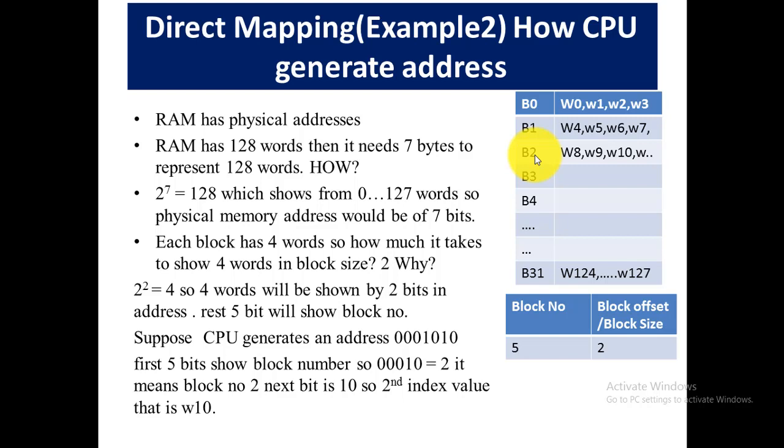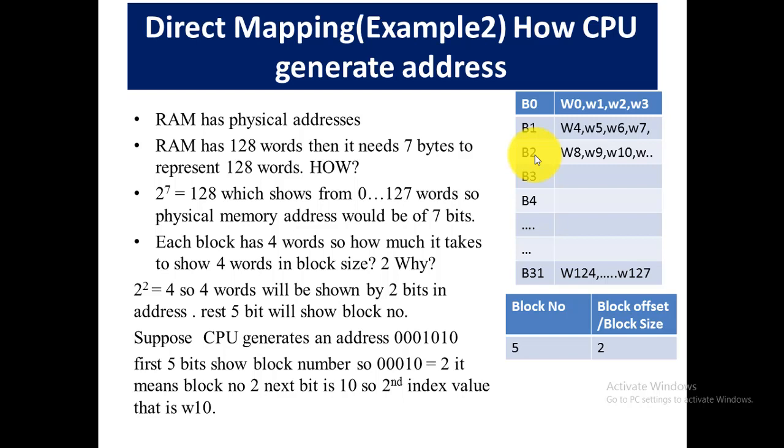The first 5 bits in the memory address produced by the CPU will show the block number, while the remaining 2 bits will show the block offset, the content of the block. In this way, the CPU generates the address and reads the instructions and data from the RAM.